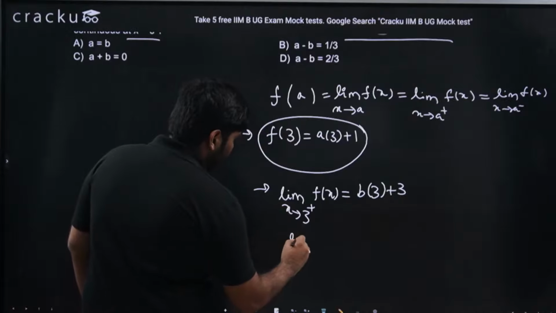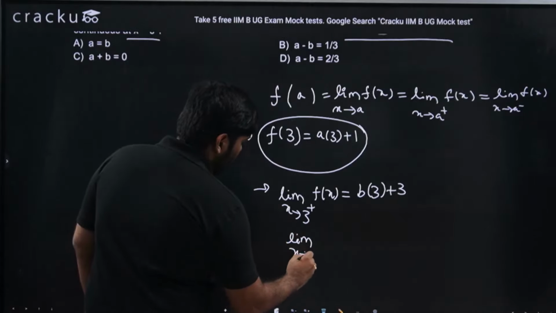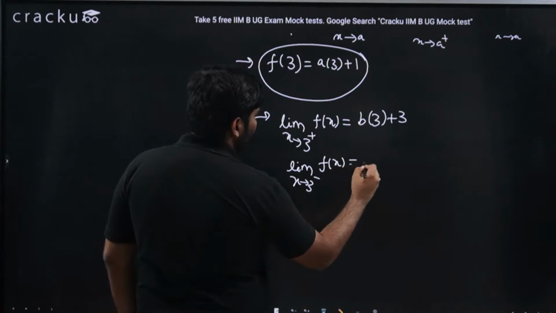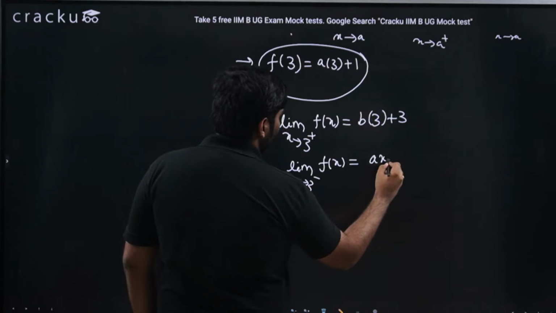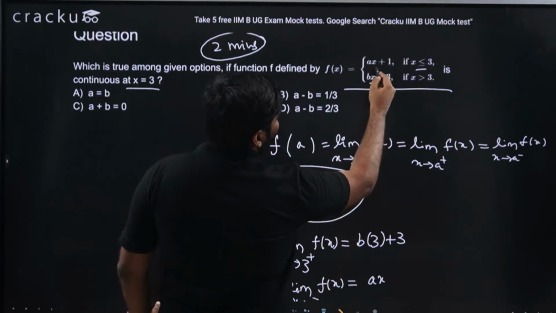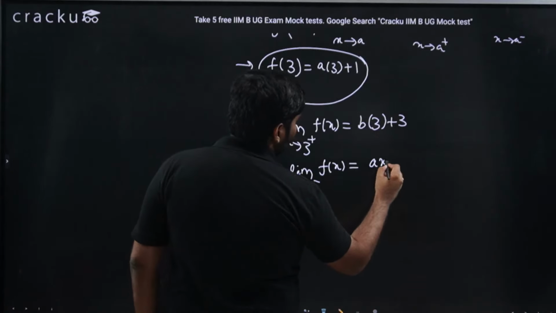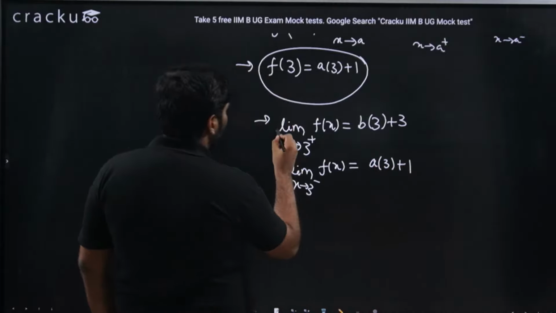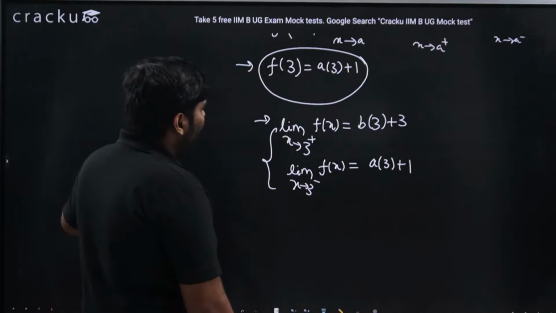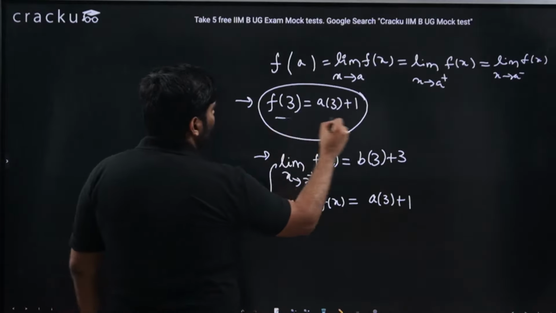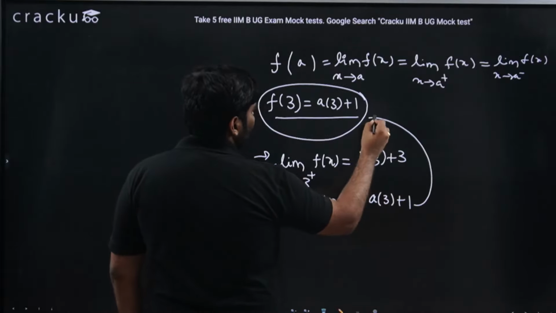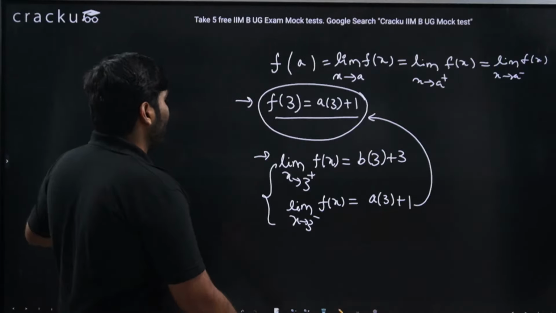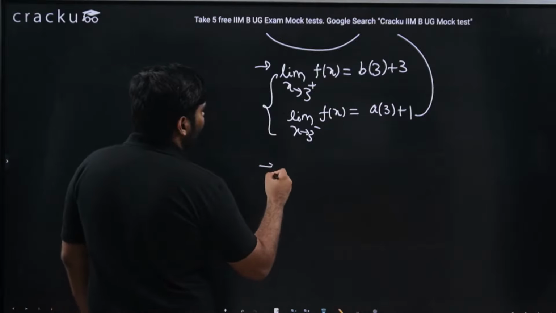What about the left hand limit? That is x extends to 3 minus, f of x. Any number less than 3, we will be taking ax plus 1, so the limit will be a into 3 plus 1. These both have to be equal, and that particular value should be equal to f of 3. We are sure f of 3 and the left hand limit are anyway equal, but now we have to ensure the right hand and left hand limits are the same.